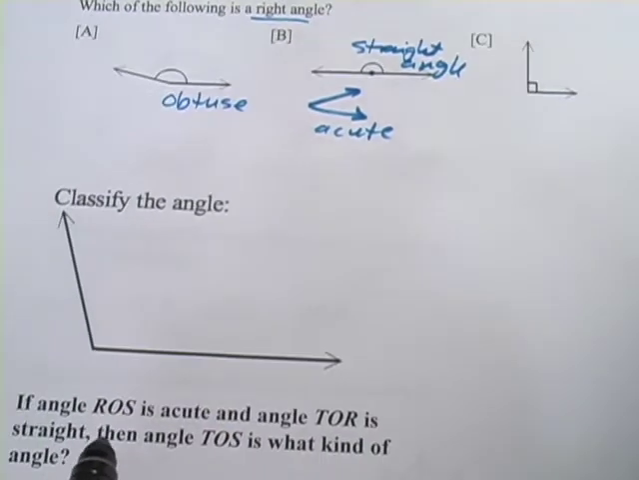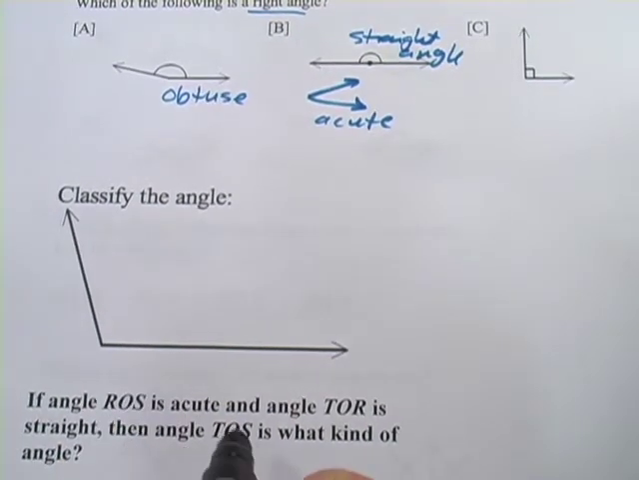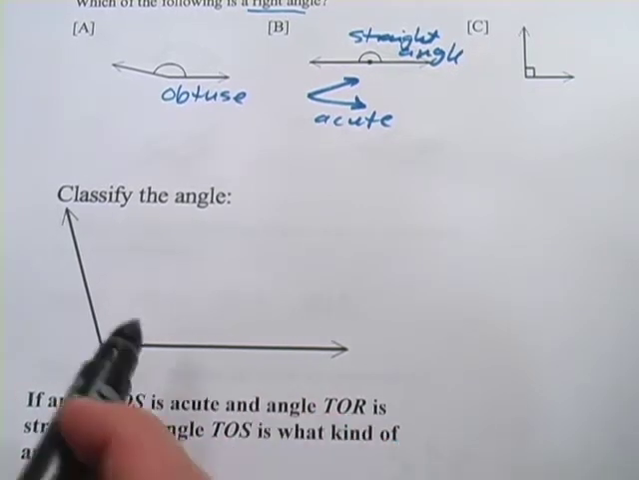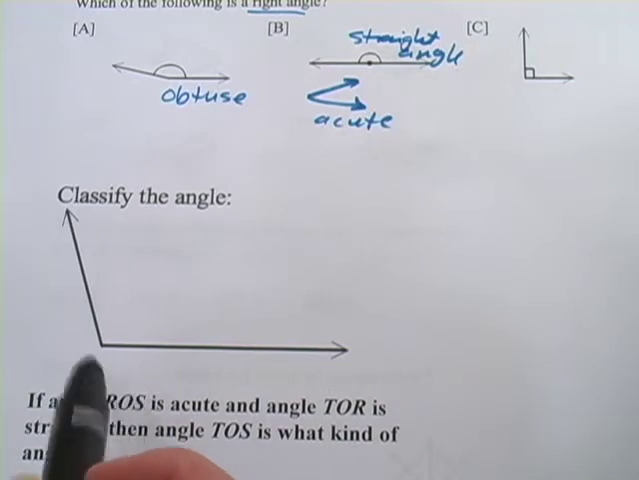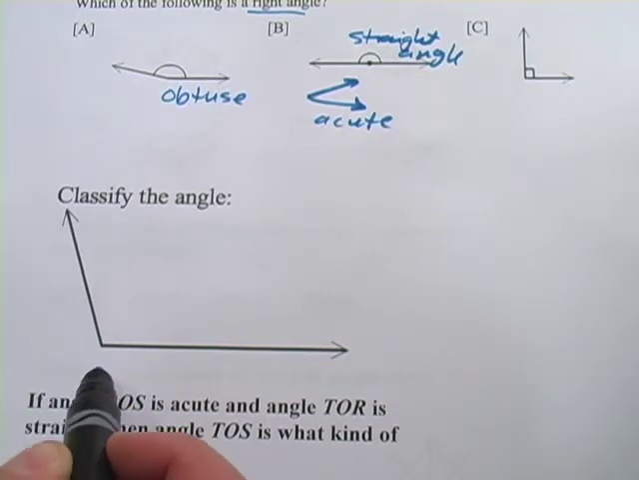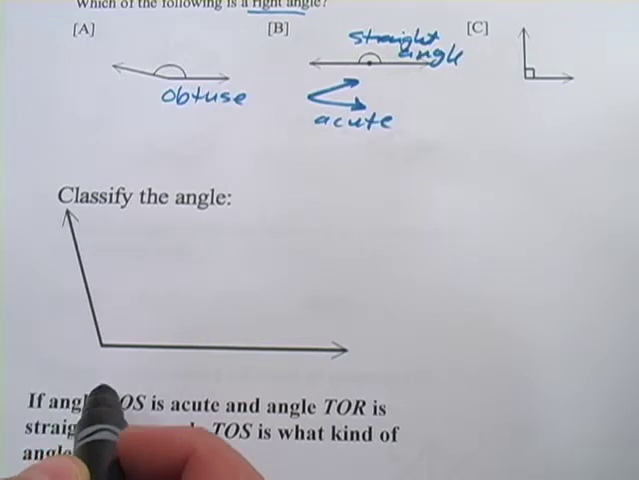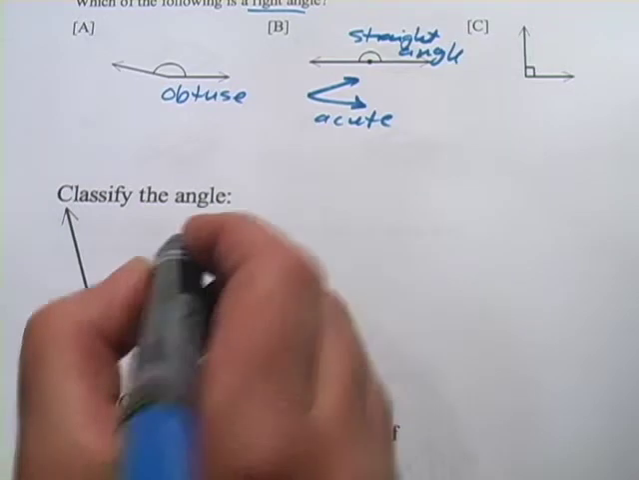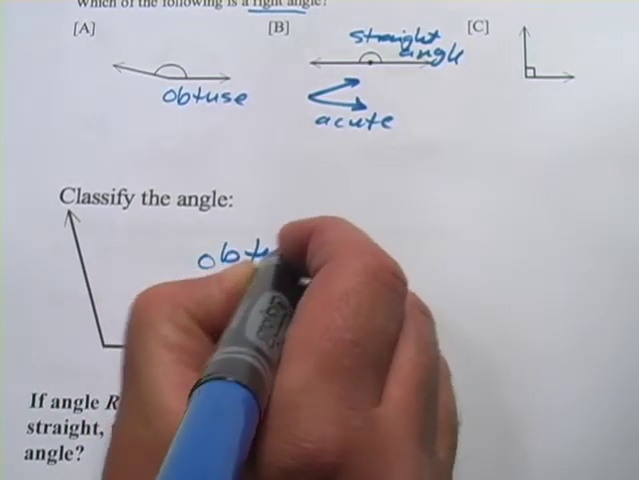So let's look at this next one. It says classify the angle, and what they're wanting is acute, obtuse, right, straight. Well, it's clearly not a straight angle. If it were a right angle, it would have that little box down here, and this one looks a little wider than a right angle. Since it's wider or more open than a right angle, we call that obtuse. So this angle is obtuse.